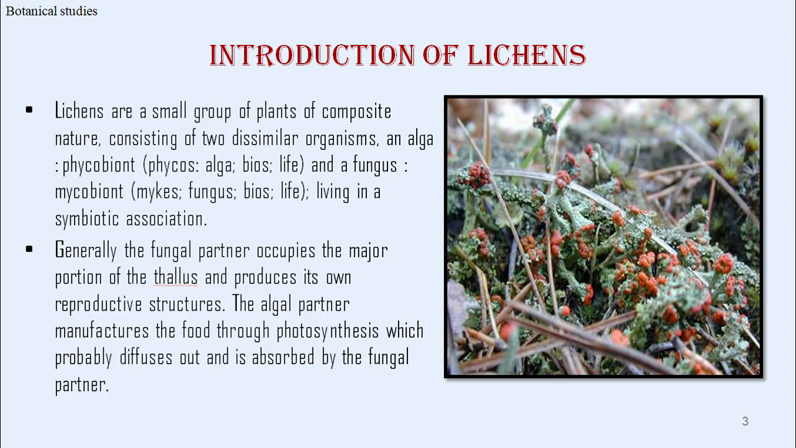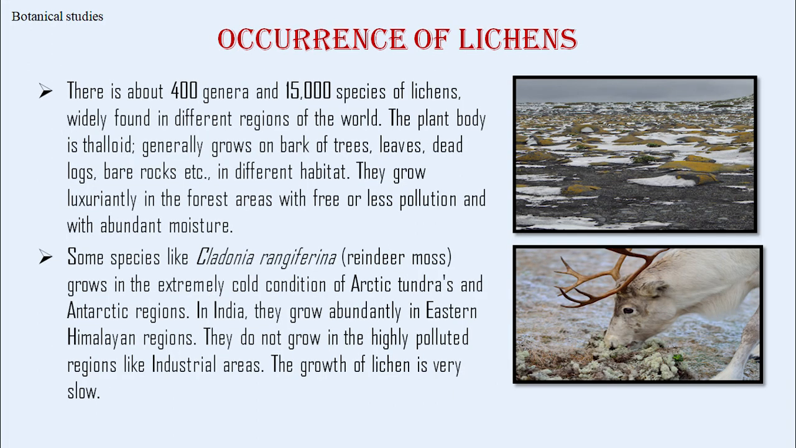Introduction of lichens. Lichens are a small group of plants of composite nature consisting of two dissimilar organisms, an alga that is phycobiont and a fungus that is mycobiont, living in a symbiotic association. Generally, the fungal partner occupies the major portion of the thallus and produces its own reproductive structures. The algal partner manufactures the food through photosynthesis, which probably diffuses out and is absorbed by the fungal partner.